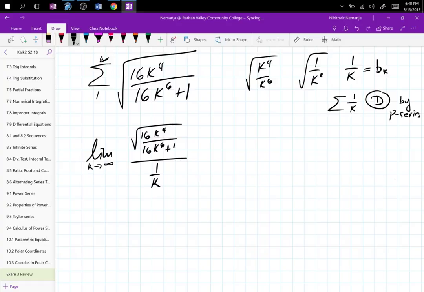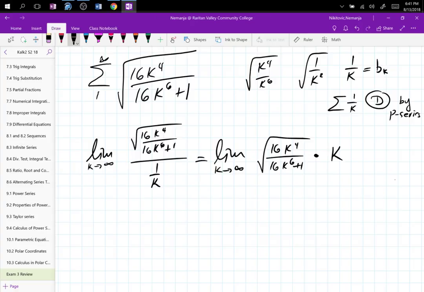The limit of this is obviously 1. Is it obvious that the limit is 1, or is it not obvious? So, what is the limit here? We have the limit as k goes to infinity, and what I'm going to do is write this as a square root of 16k to the 4th divided by 16k to the 6 plus 1, times k.